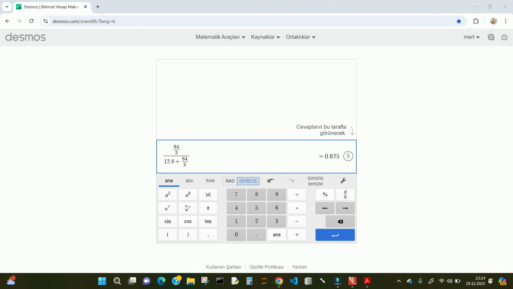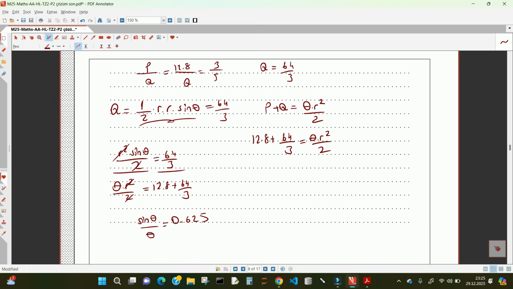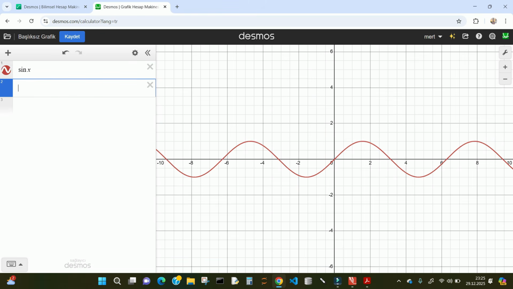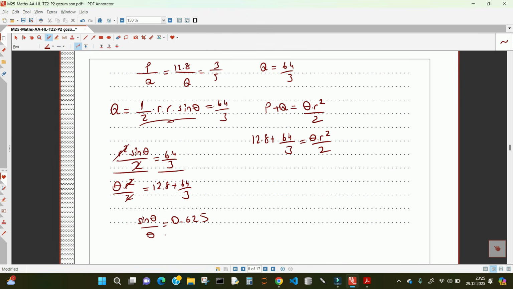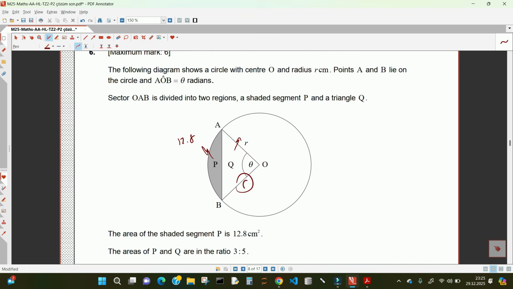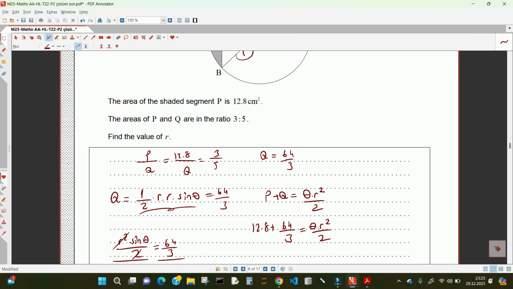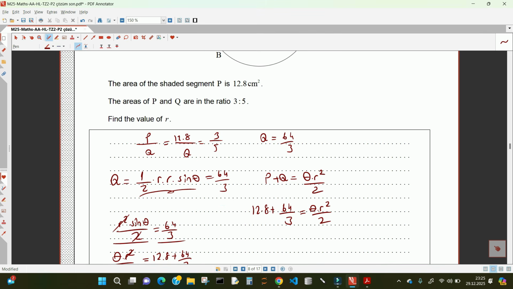From here we can find theta. To do that, I will use the graphic calculator. I know sine x, and I need another function, 0.625 times x, because from here, if you make a cross product, right? So how about the intersection of the two functions? It's going to be 1.60, right? Let's say 1.60.